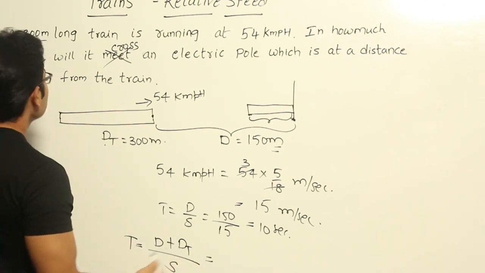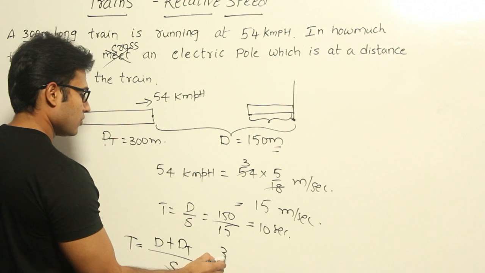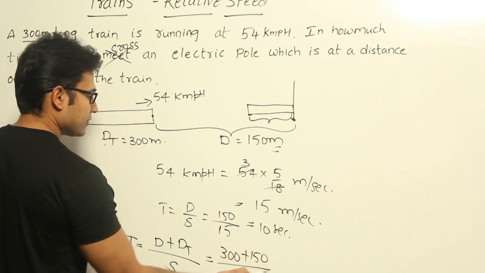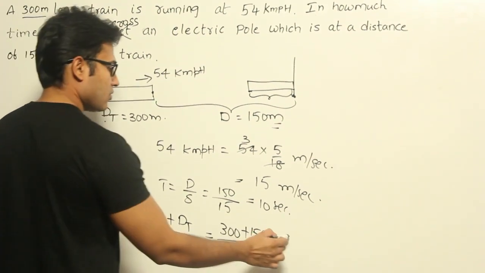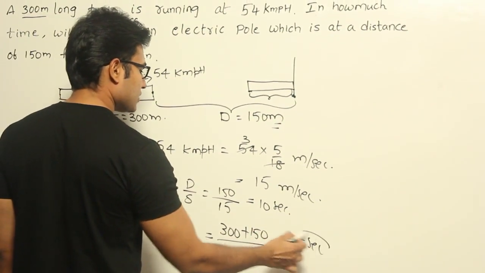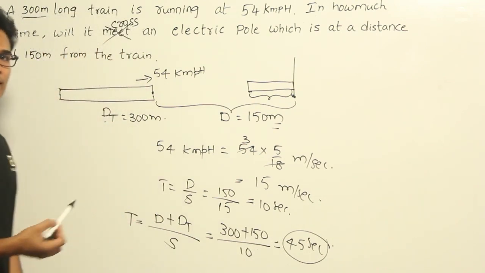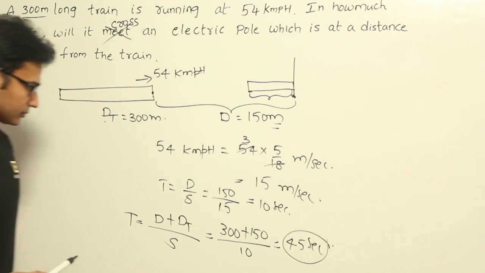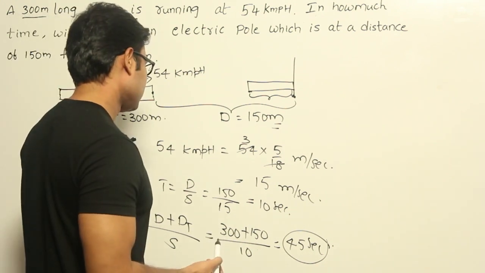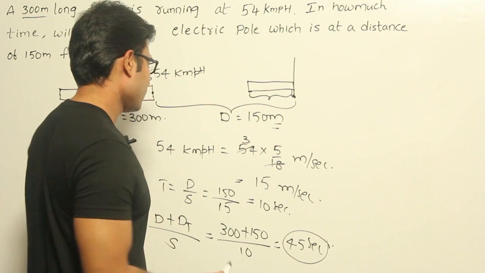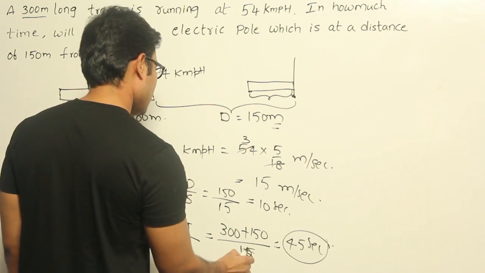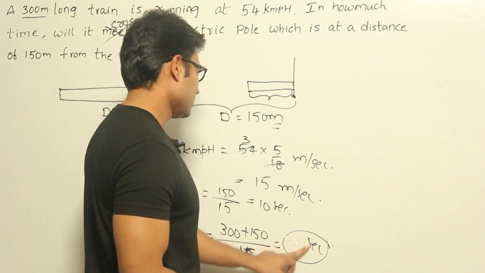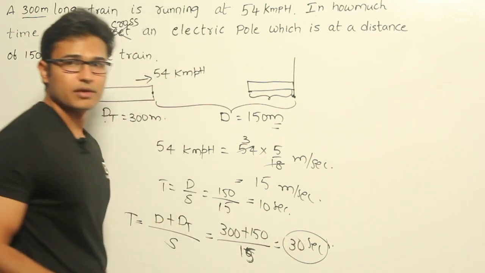Now the length of the train is 300 meters, therefore it is 300 plus 150, divided by speed, right? So it is 450 divided by 15. The speed is 15 meters per second, right? So it is 30 seconds. Alright.